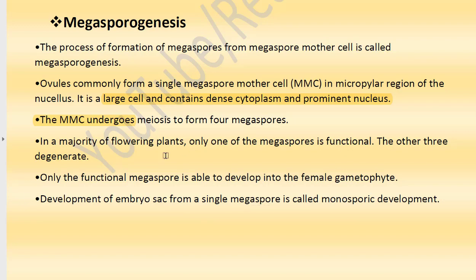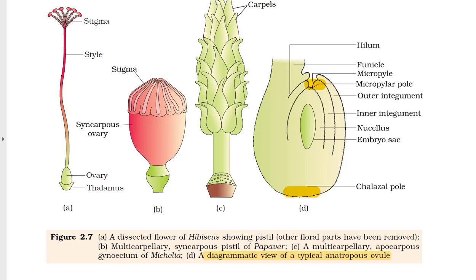Okay, so yahan pe, tino ke tino cells jo rahenge, tino ke tino jo spores rahenge, wo degenerate ho jate hain. Aur jo sara process hota hai embryo ka, fruit ka, wo sara sirf ek female gametophyte se hota hai. So isiliye hum log ise monosporic development kehte hain. Clear? Okay, so one more thing I would like to add is, in your NCERT book, you will see these diagrams given over here.